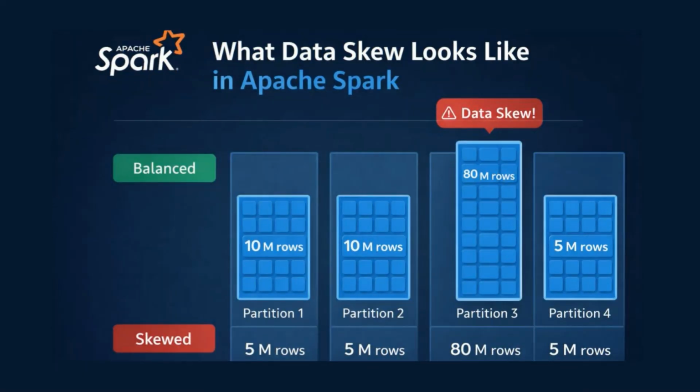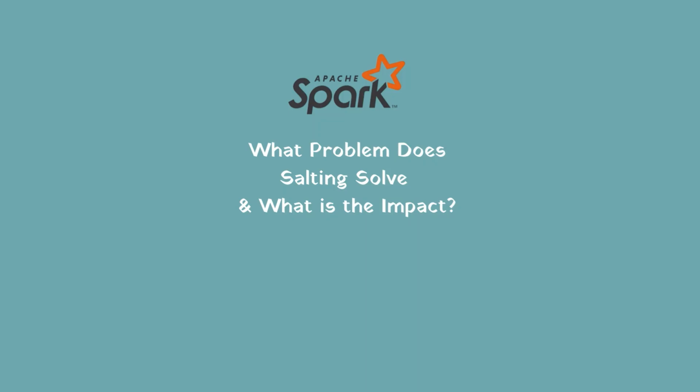In PySpark, this scenario is called data skew, and salting is the trick where you force the hotel's items to split up randomly across checkout lines 1 to 10 by handing out fake ticket suffixes, that is, adding salt, so all cashiers can help scan them simultaneously. Now the question comes, what problem does salting solve and what is the impact?